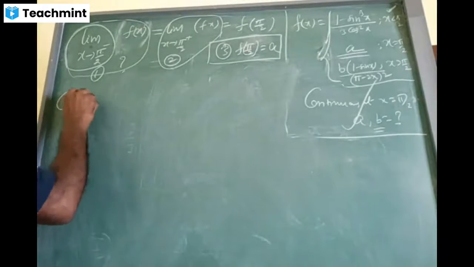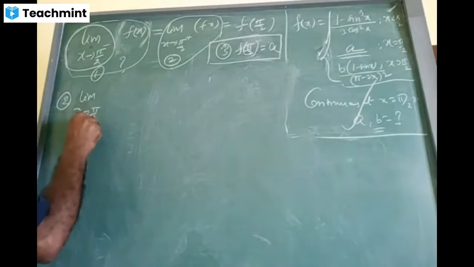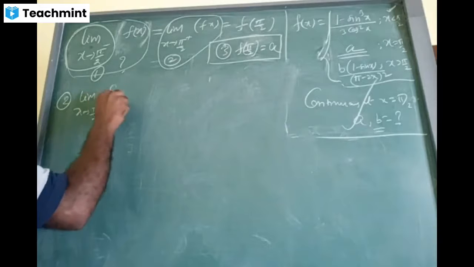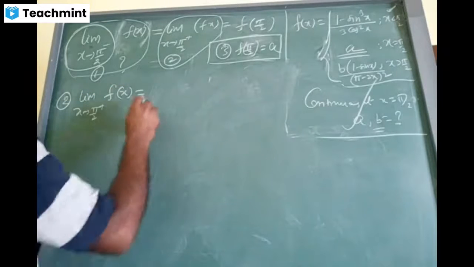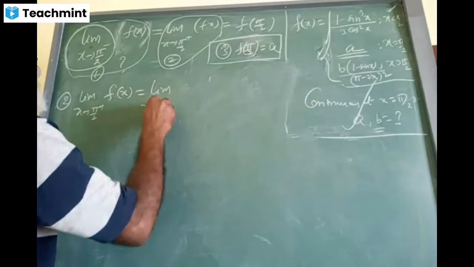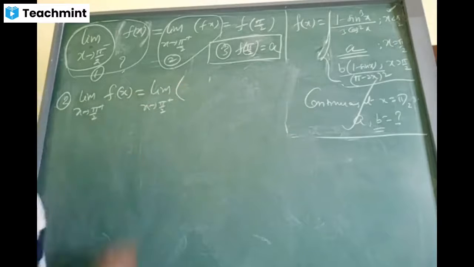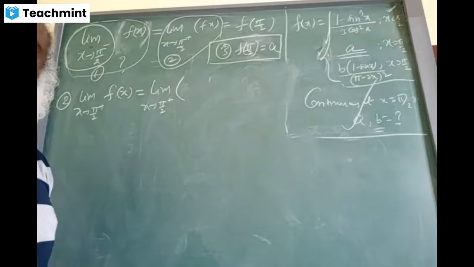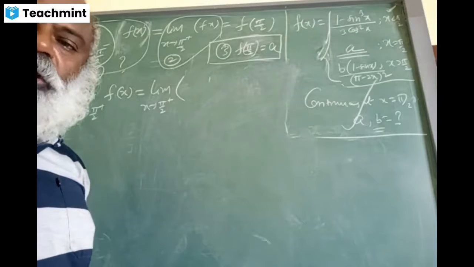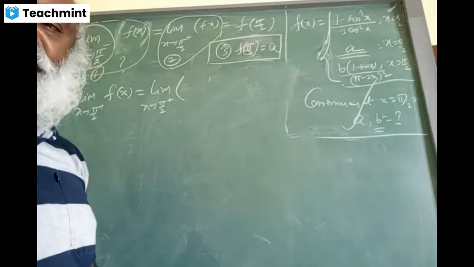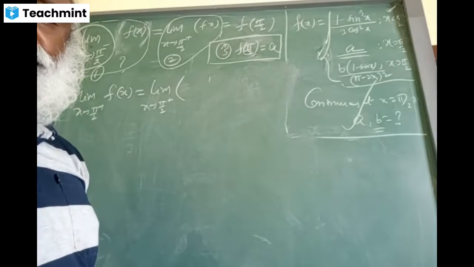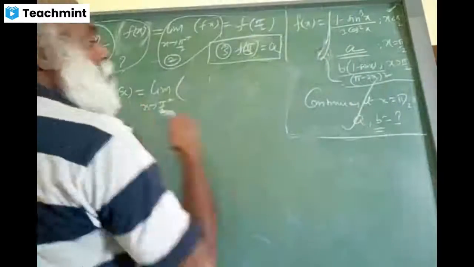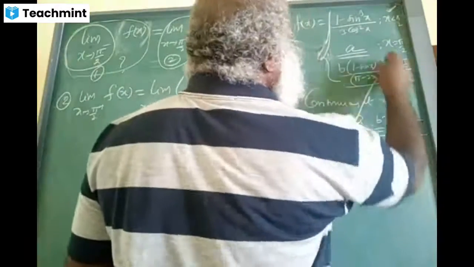Second one, limit x tends to pi by 2 plus f of x. So the function is here. What is the function, my dears? Tell me. Aditya, what is the function here? Pi by 2 plus one? He is there. Aditya, tell me, dear. What is the function? My x is more than pi by 2. My pi by 2 plus means what? More than pi by 2.